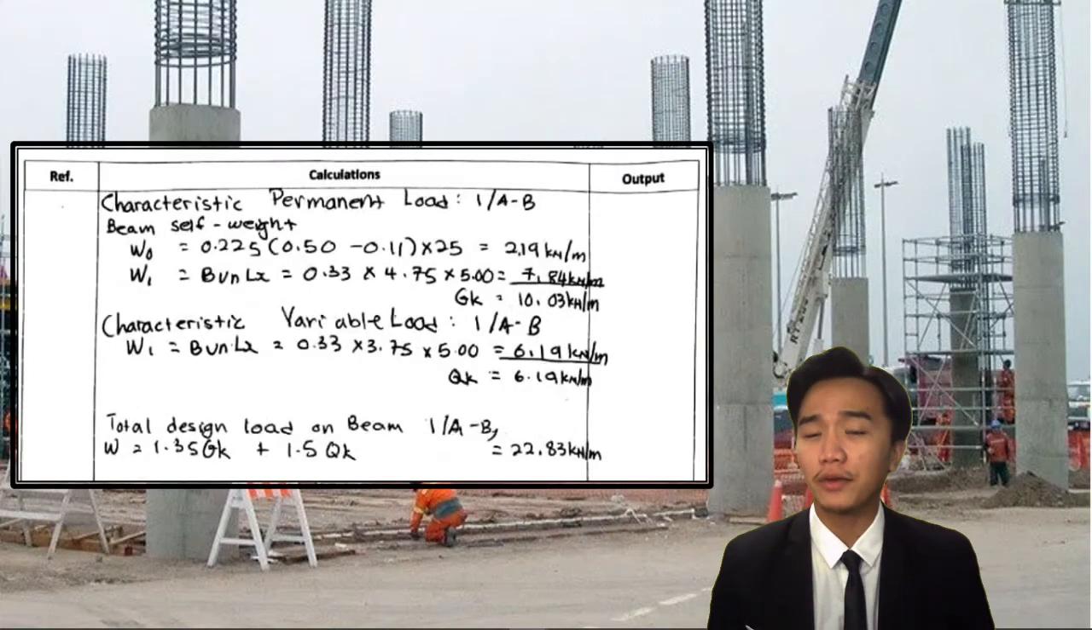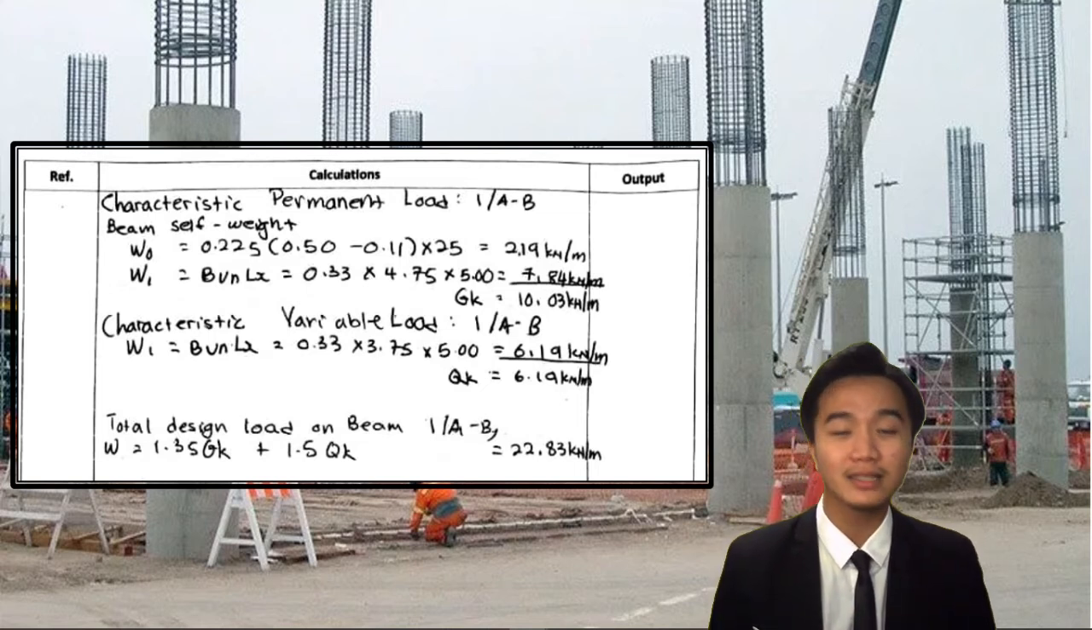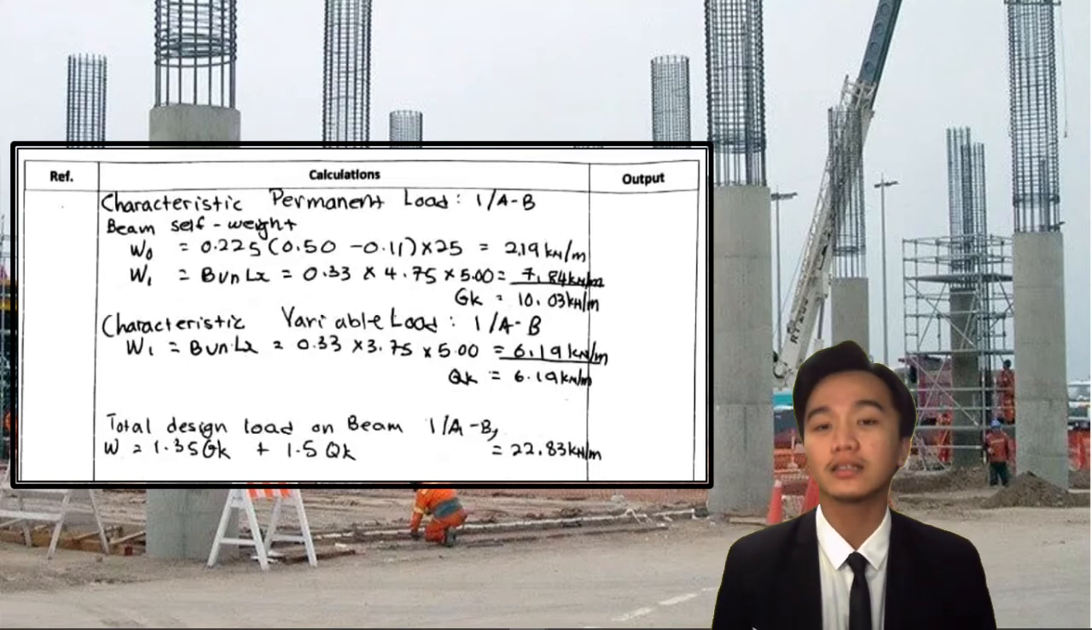And for our characteristic for permanent load on 1AB is shown here that our GK is 10.03 kN per meter, while for our characteristic of variable load 1AB, which is our QK, is 6.19 kN per meter, and the total design load on this beam for 1AB is 22.83 kN per meter.